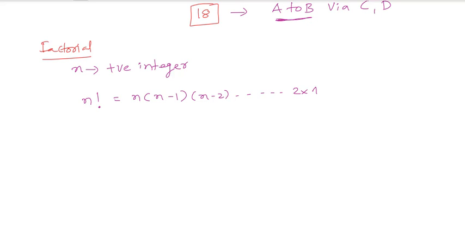So let me take an example. Let me take the factorial values. If I take 5 factorial, what is the value of 5 factorial? N into n minus 1 into n minus 2, so like that, 5 into 4 into 3 into 2 into 1. If you multiply, you will get 120. Suppose I take 3 factorial, you will have 3 into 2 into 1, which is nothing but 6. Am I correct or not?